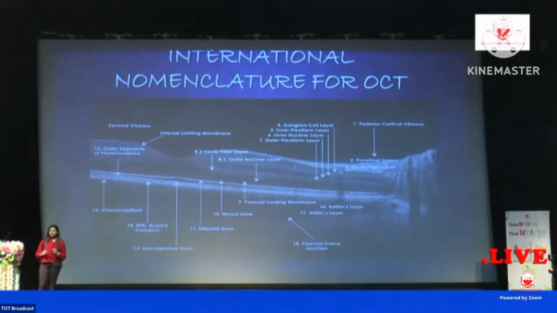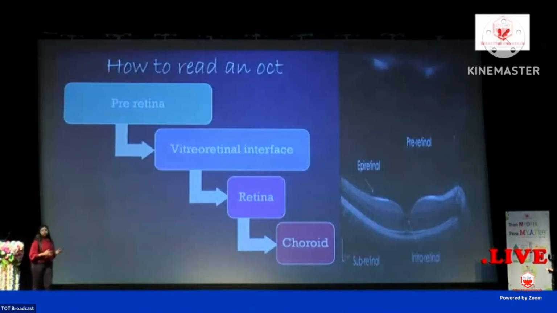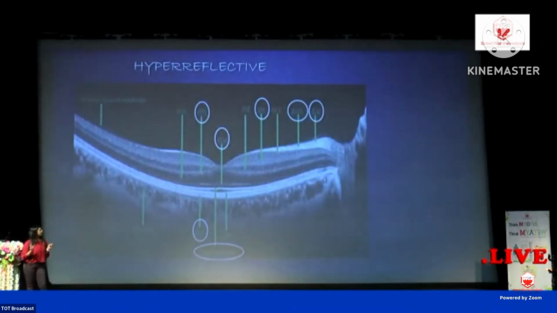According to the international nomenclature for OCT, there are 18 layers, and recently added layers are the myoid zone, ellipsoid zone, and interdigitation zone. So how to read an OCT? OCT should be read in a sequential manner from the inner retina up to the outer retina, and after that the choroid. Clinical applications have qualitative and quantitative implications.